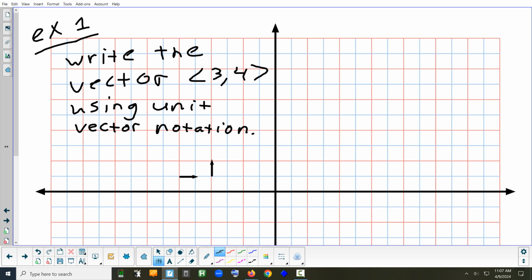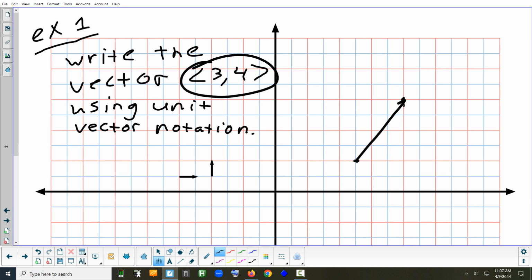Okay, so let's sketch the vector 3, 4. So what doesn't this tell me about the vector? The starting point. It doesn't tell me the starting point. Starting point doesn't matter. Start right there if you want. But from that point, how do I get to the terminal point? You can think of the 3 and the 4. They're like directions. So you go right 3 and then up 4. Right 3, up 4. Okay.